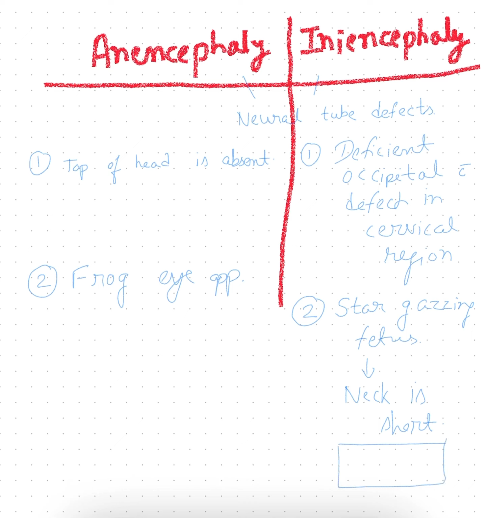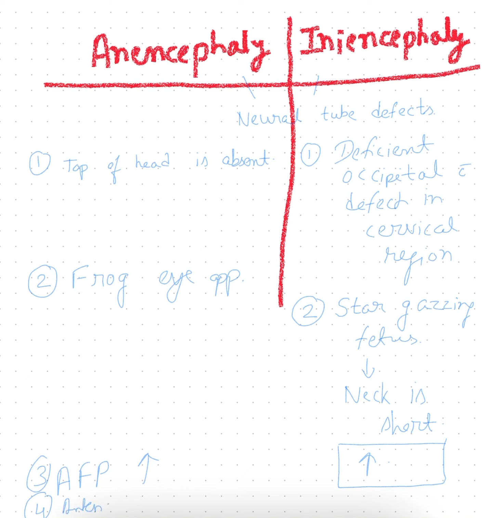As we have mentioned, there is hyperextension of the spine or retroflexion of the head. These are the key points in iniencephaly. In both of them, AFP, alpha fetoprotein, is elevated, in both iniencephaly and anencephaly.